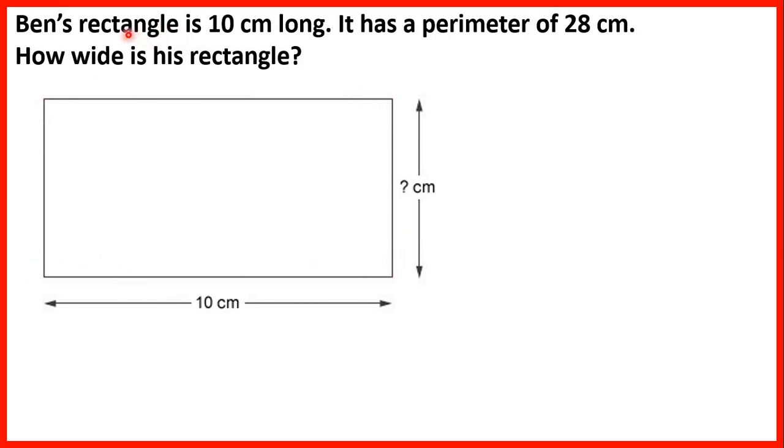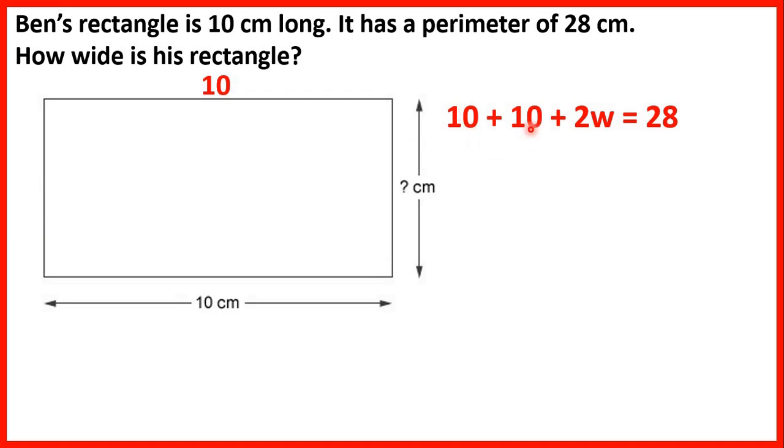Now we know that with rectangles, opposite sides are the same length. So if this length here is 10, then this length at the top will be 10 as well. So we could solve this with a bar model, or we could try something else. We know that the two lengths, so 10 plus 10, plus the two widths must equal 28, because that's the perimeter. So I've written 2w to stand for the two widths, so this width here and this width here.